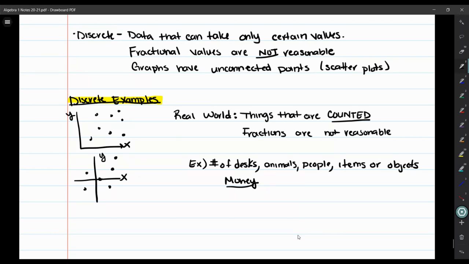Yes, you can have fractional pieces of a dollar, but eventually you can't cut it in half anymore. Like a penny, I can't cut a penny in half. That's as small as it's going to go. So that means money can only take certain values, which makes it discrete. Now let's talk continuous.